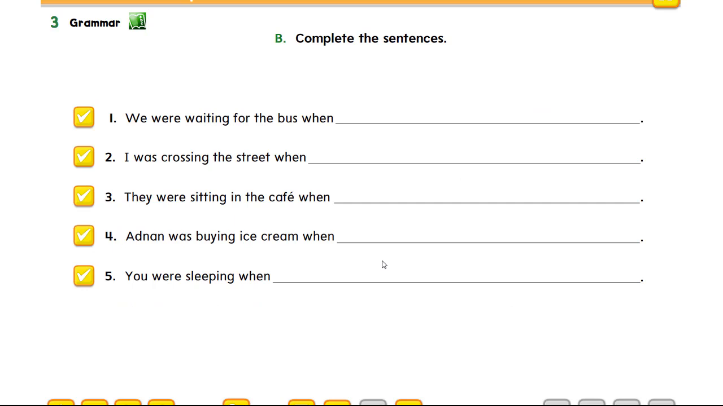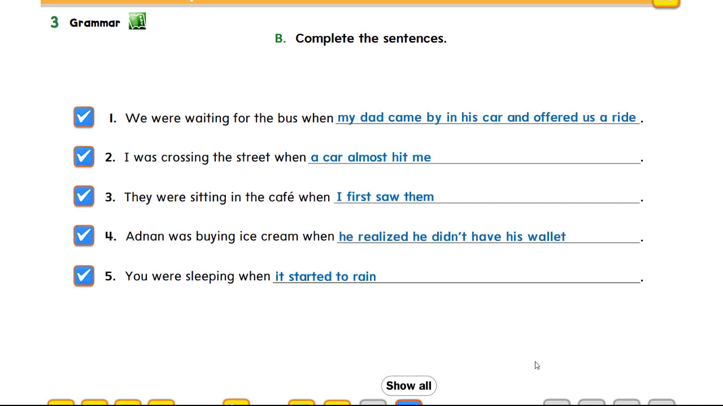B. Complete the sentences. أكمل هذه الجمل بأفعال مستمرة أو تقطع الفعل السابق. 1. We were waiting (كنا ننتظر) for the bus when my dad came. أثناء الانتظار ما الذي حدث؟ نأتي بفعل في الماضي البسيط، وهنا came من come الأصل فلا تقبل ED. by in his car and offered us a ride. 2. I was crossing the street when a car almost hit me. A car almost hit، أيضا hit لا يقبل الED ولكن hit في جميع أحوالها نفس التصريف لا تتغير.